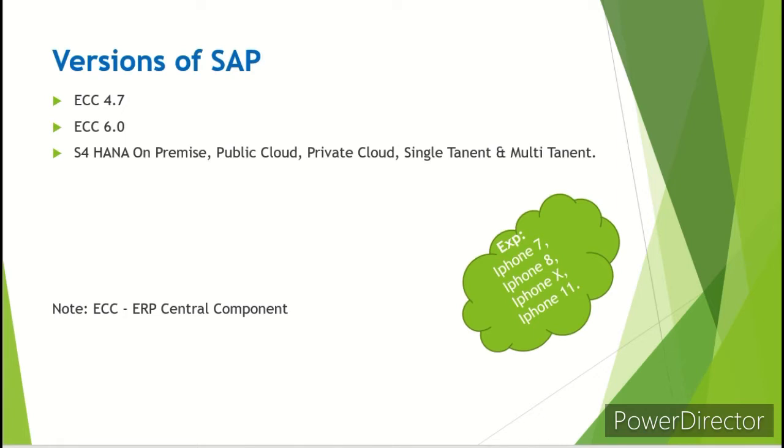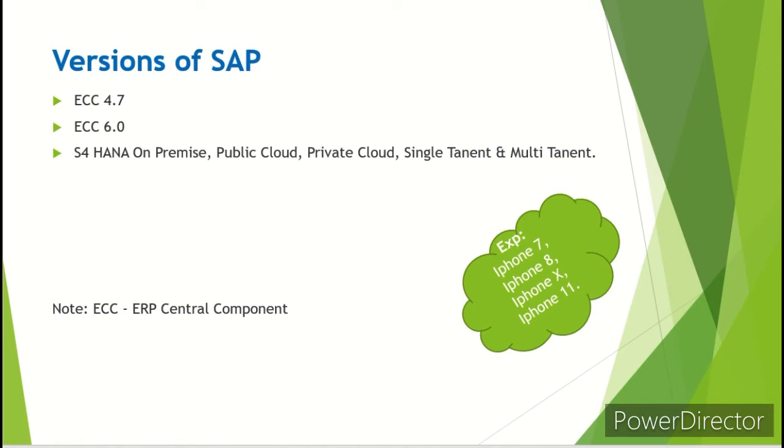When you compare ECC 4.7 to 6.0, there are a lot of new options like new GL, and a lot of new options are available in the ECC 6.0 version. ECC stands for ERP Central Component. You could read this ECC 6.0. ECC represents the ERP Central Component here. Hope you understand what the different versions of SAP are now.